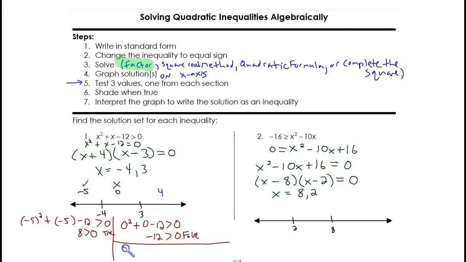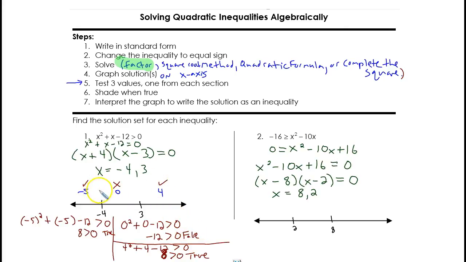I'll plug in 4. I do 4 squared plus 4 minus 12. And the same question, is that greater than 0 when I plug in 4 for x? Well, 4 squared is 16. 16 plus 4 is 20. And 20 minus 12 is 8. Well, 8 is greater than 0. That is a true statement. If it's true, it is a solution.